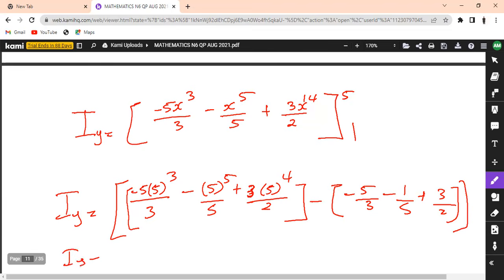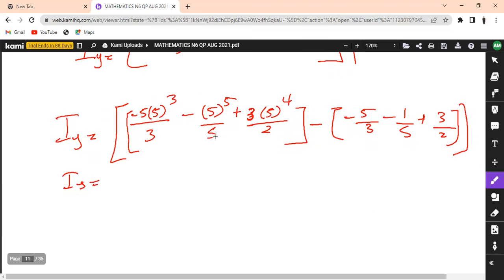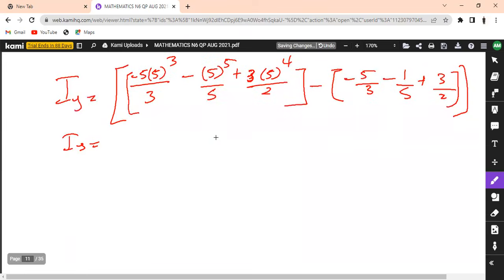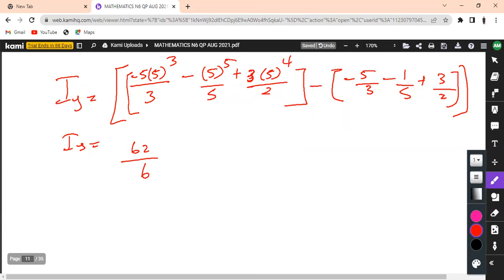So you've got Iy, which in this case, this part is going to give us something like 625 over 6. So this is 625 minus, and this is going to give us a negative, which is 11 over 30, if I'm not mistaken. So you just cross-check your values and so forth.